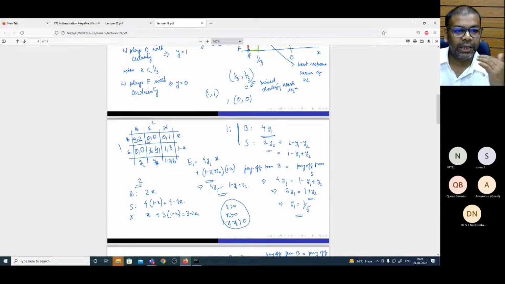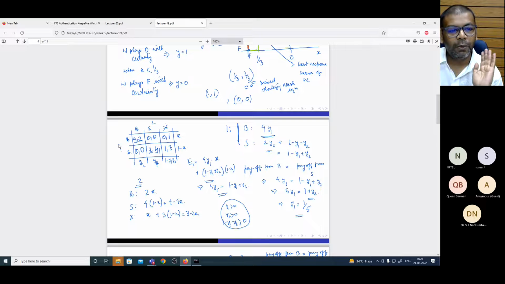Now the question is whether there is any other Nash equilibrium. When we have found this Nash equilibrium, we can easily rule out that this outcome and this outcome are not Nash equilibria. Why? Because when player one plays B, player two is choosing B, not S, neither X. So that's why these two are not Nash equilibria.